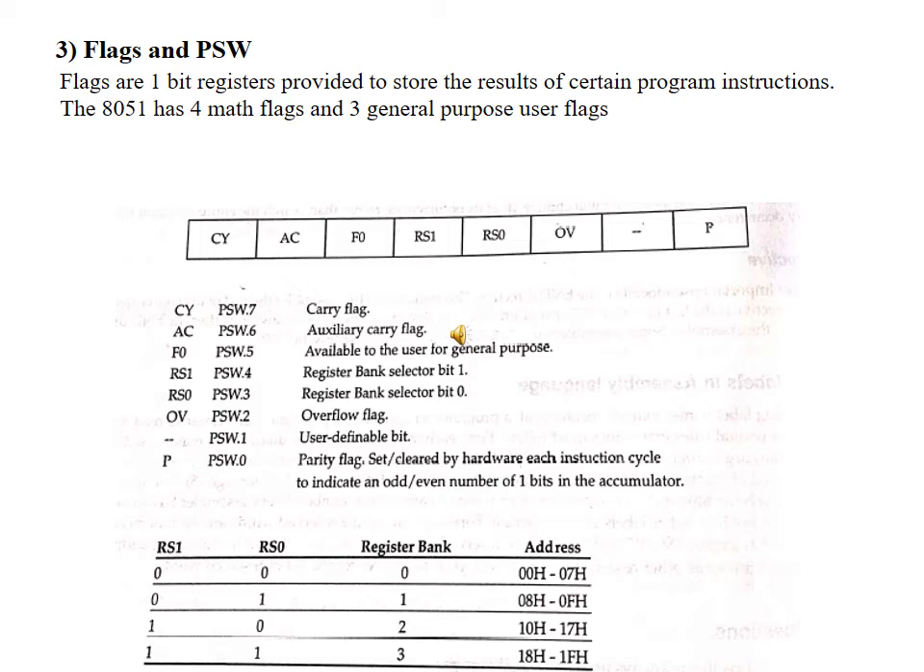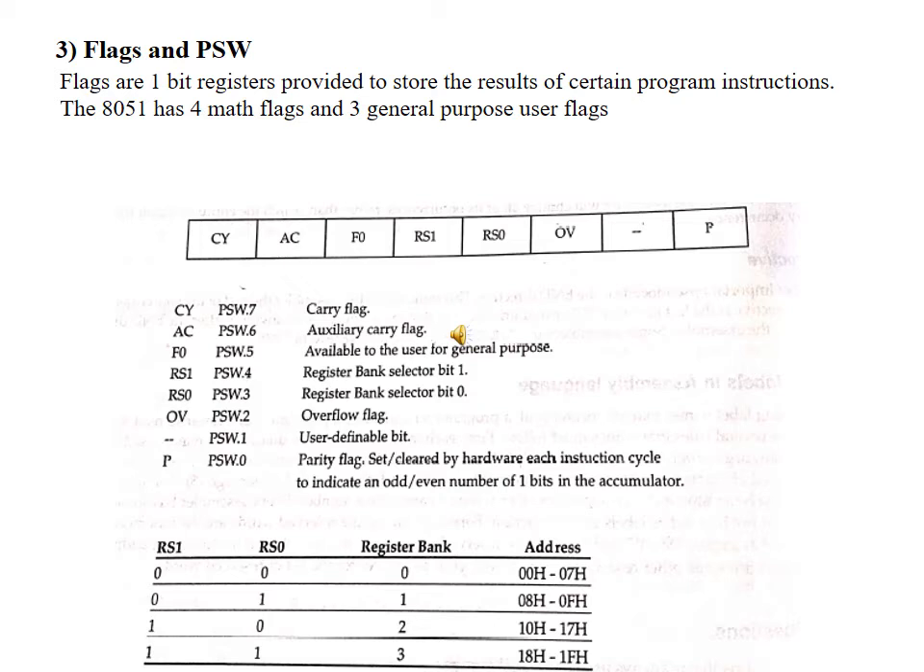So first one is the carry flag, which is represented as CY. So this flag is set whenever there is a carry out from the D7 bit. And this flag is affected when you carry out the addition or the subtraction operation. So next is the AC. AC stands for the auxiliary carry flag. So if there is a carry generated from the D3 to the D4 bit, then this flag will be set. That means whenever a carry is generated from the lower nibble to the higher nibble. Nibble means 4 bits form one nibble. When the carry is generated from the D3 to the D4 bit, then the auxiliary carry flag will be set.